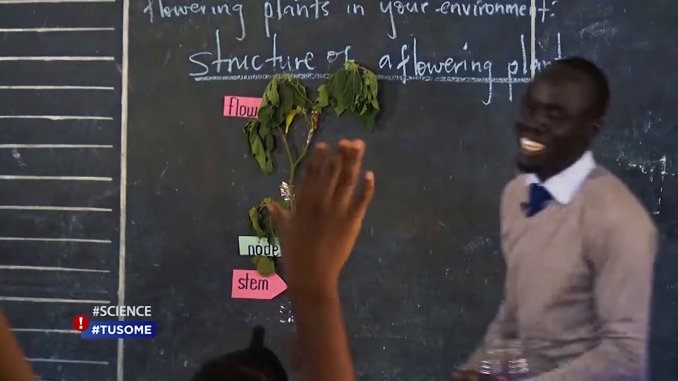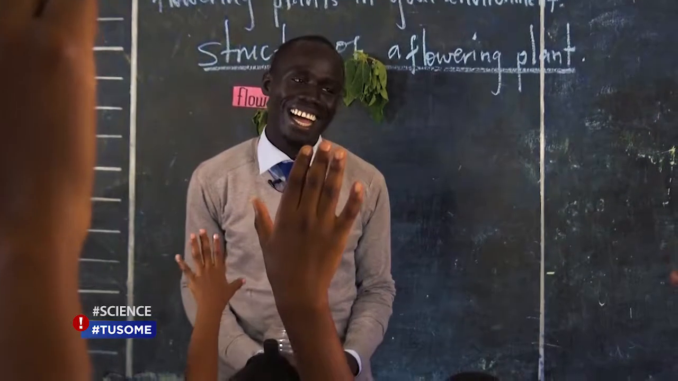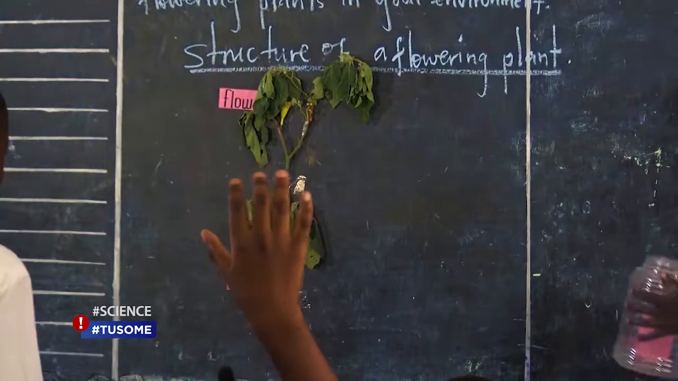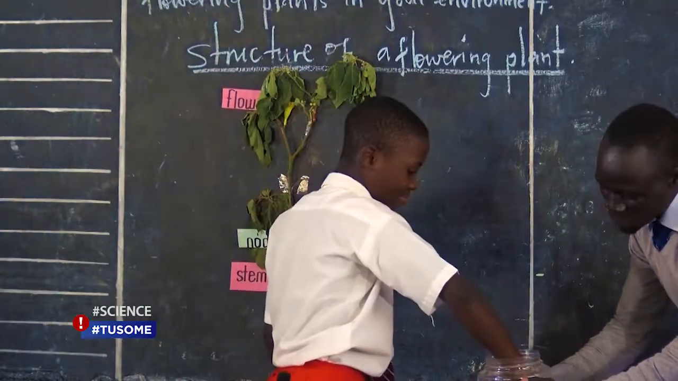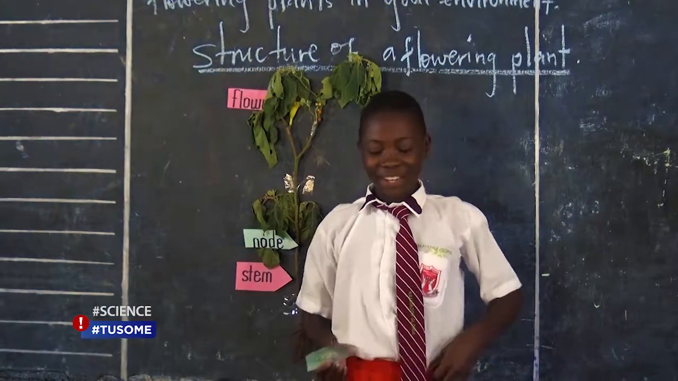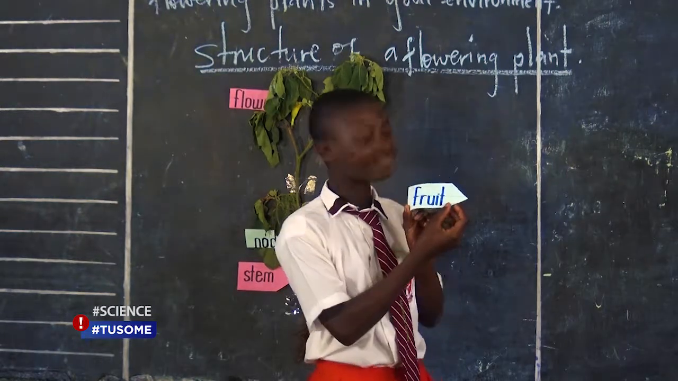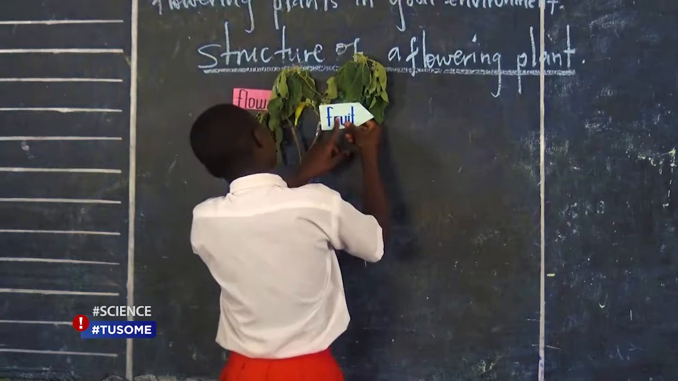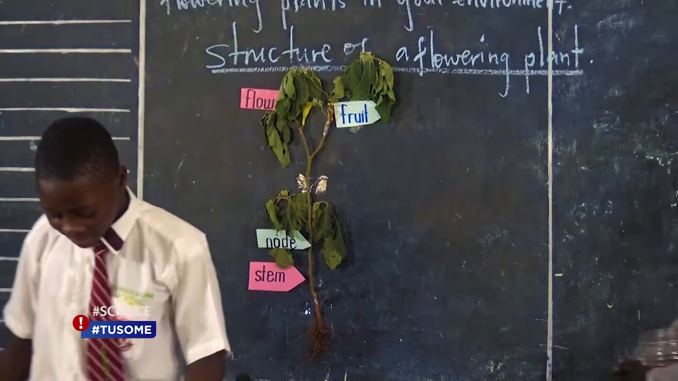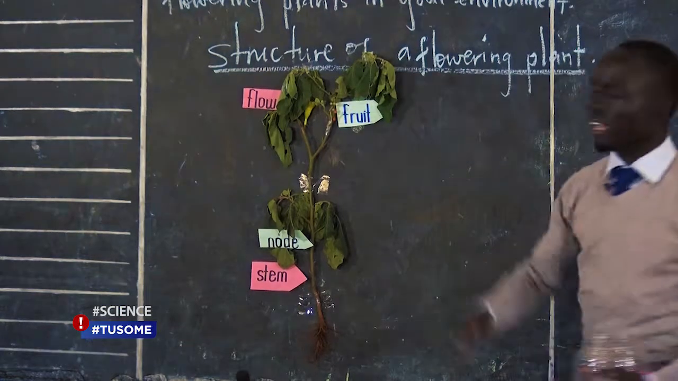Good. We have the next person, Gloria. Gloria, from there we shall go to a boy, please. Okay, Gloria, get for us a word. The word is called fruit. F-R-U-I-T. Is it correct? Yes. Okay, these are our fruits. Our fruits are here.